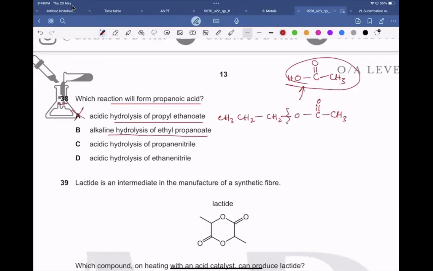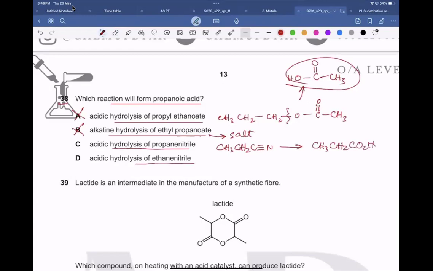Alkaline hydrolysis of ethyl propanoate. So alkaline hydrolysis will give me a salt, right? Not the acid. So B goes wrong as well. Acidic hydrolysis of propanenitrile. So propanenitrile is CH3CH2C triple bond N. On acidic hydrolysis, yeah, it will give me propanoic acid, CH3CH2CO2H. And acidic hydrolysis of ethanenitrile will give me ethanoic acid. So D goes wrong as well, and C is the correct answer. Is this clear to all of you?